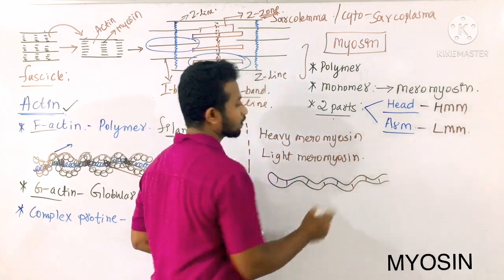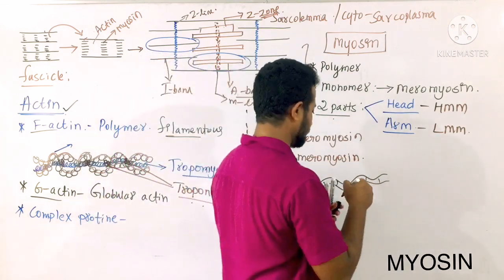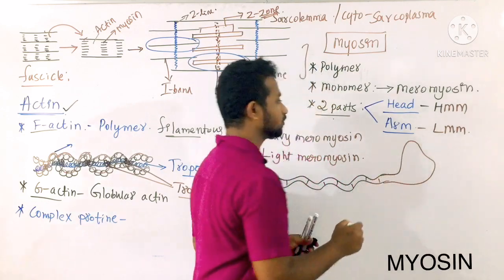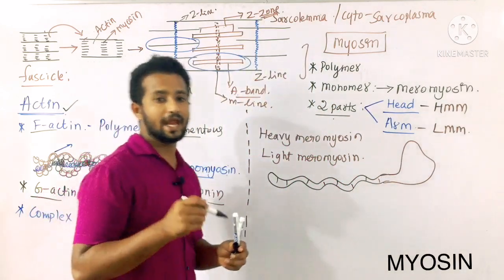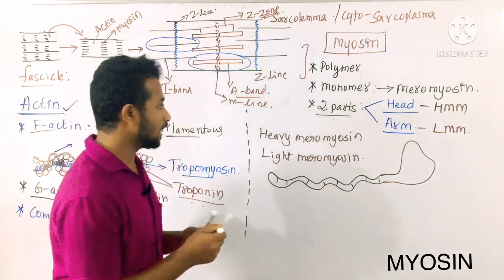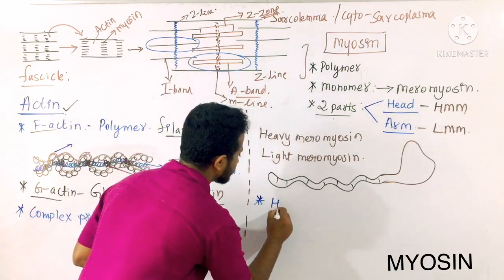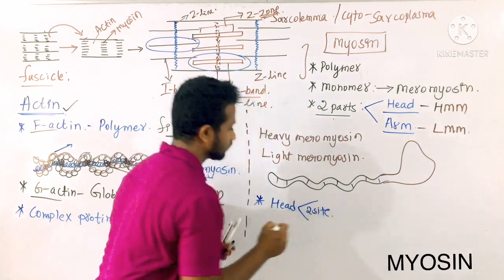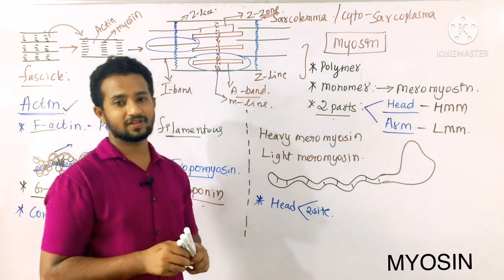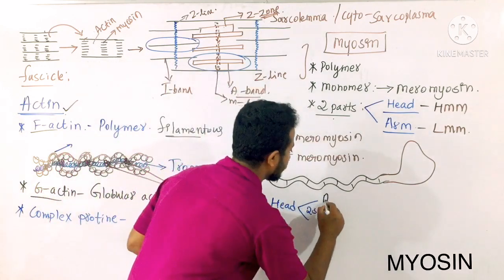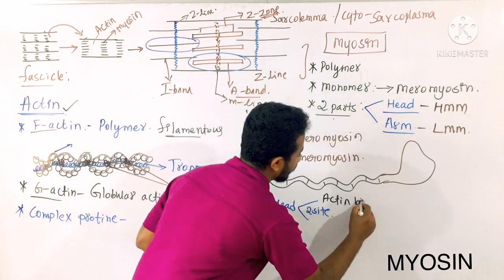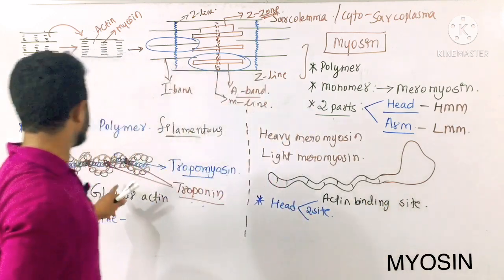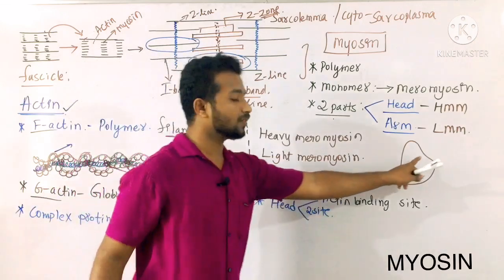See, here we are writing the head of the meromyosin, which looks like a small snake, that is called the head of the meromyosin. And here in the head portion there are two important sites which are present in the head region. They are the actin binding site. Where is the actin? This actin has to bind into the head region.